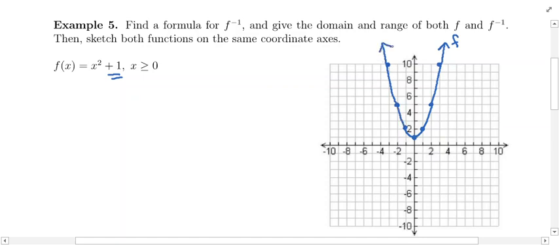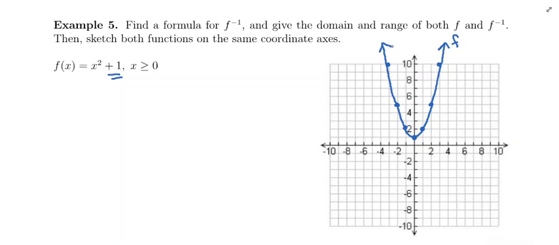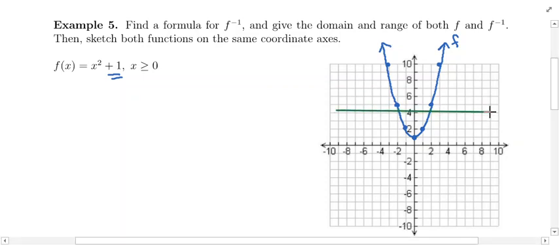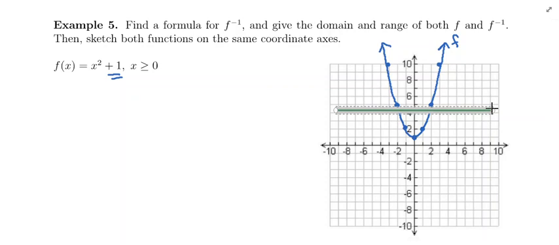All right, okay. Maybe not. Maybe you have alarm bells going off in your head. Okay, there's a problem here. You may not have thought about it. This does not pass the horizontal line test. Clearly, if I try to draw any horizontal line here, it's going to intersect this parabola in more than one spot. Remember, in order for something to have an inverse, it has to be a one-to-one function.